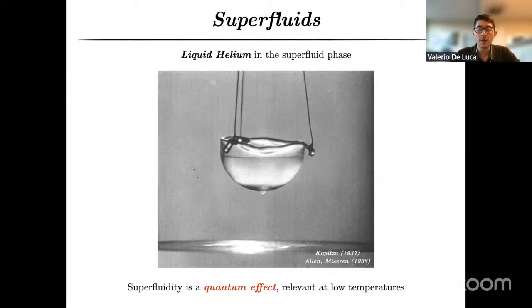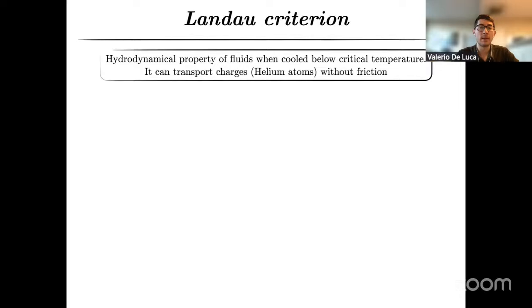So since the discovery, Landau managed to provide a better understanding of how superfluidity is achieved for fluids in general. So it was understood that this is a property of fluids when they are cooled below a certain critical temperature, which will depend on each fluid. And it has the nice property that it can flow, so it can transport charges, such as helium atoms, without friction. Now, to understand a criterion which Landau developed, we can study the following.